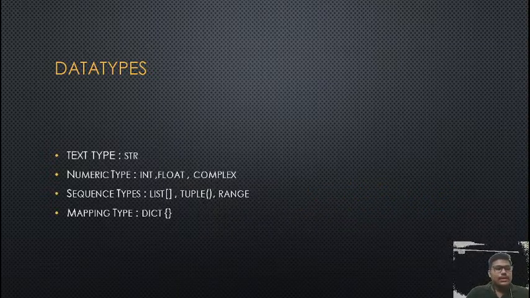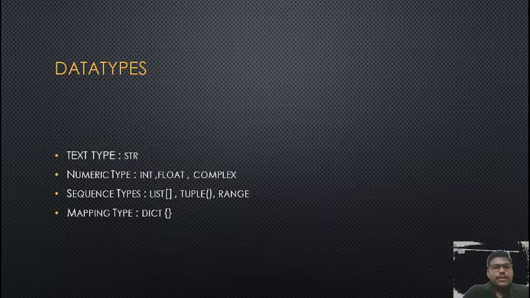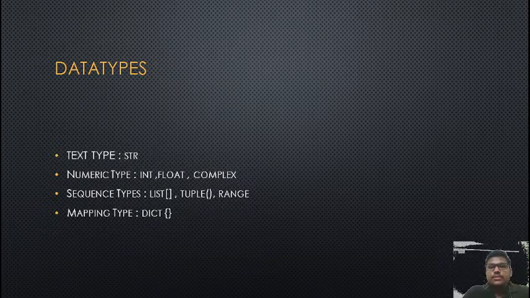So basically let us see the data types of Python. The major data types are numbers and string, that is int, float, complex and str. And we have sequences as list, tuple and range, and the mapping type is dictionary. So I will see one by one.